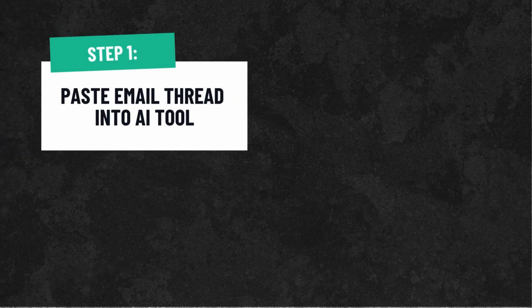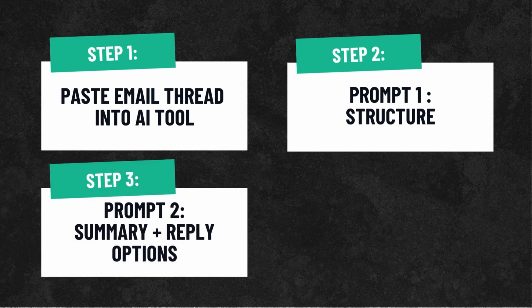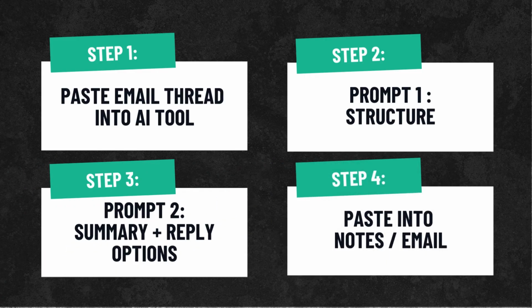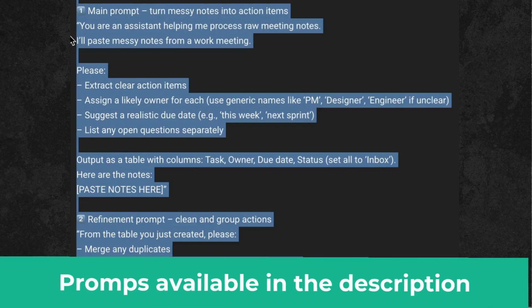To recap, the workflow looks like this. Paste an anonymized email thread into your AI tool. Use prompt 1 to get a recap, decisions, next steps, and open points. Use prompt 2 to turn that into a paste-ready thread summary and 2 reply options. Then drop the result into your notes or email client and refine it with your own judgment. You'll find both prompts plus the synthetic email example in the description so you can copy and adapt them for your own projects.